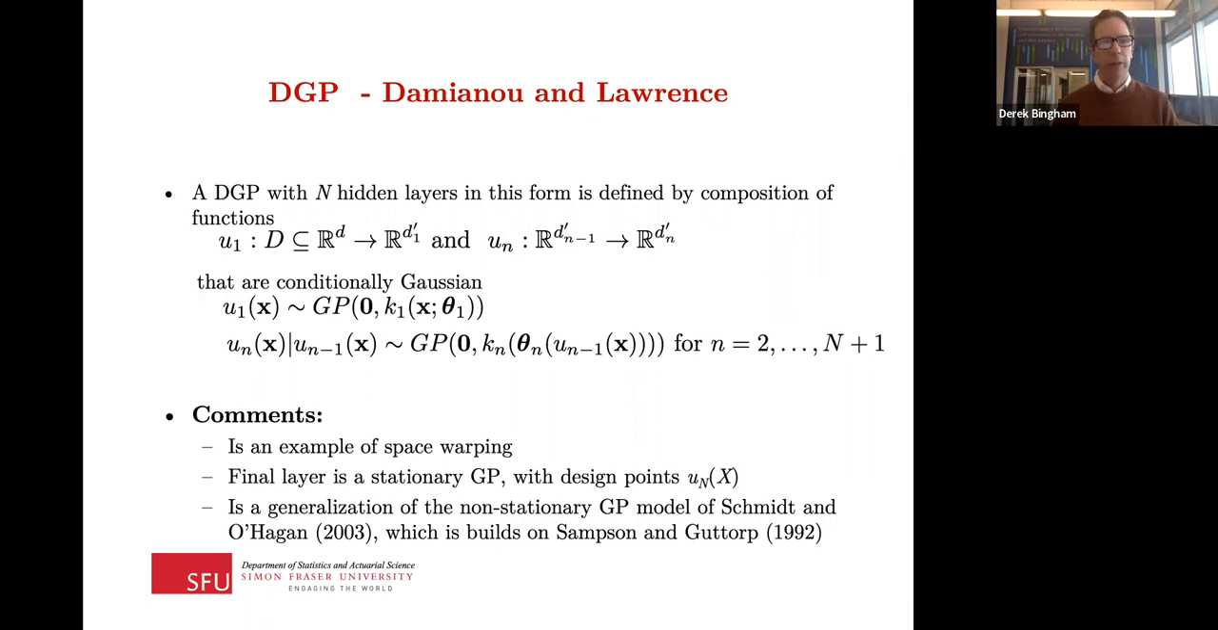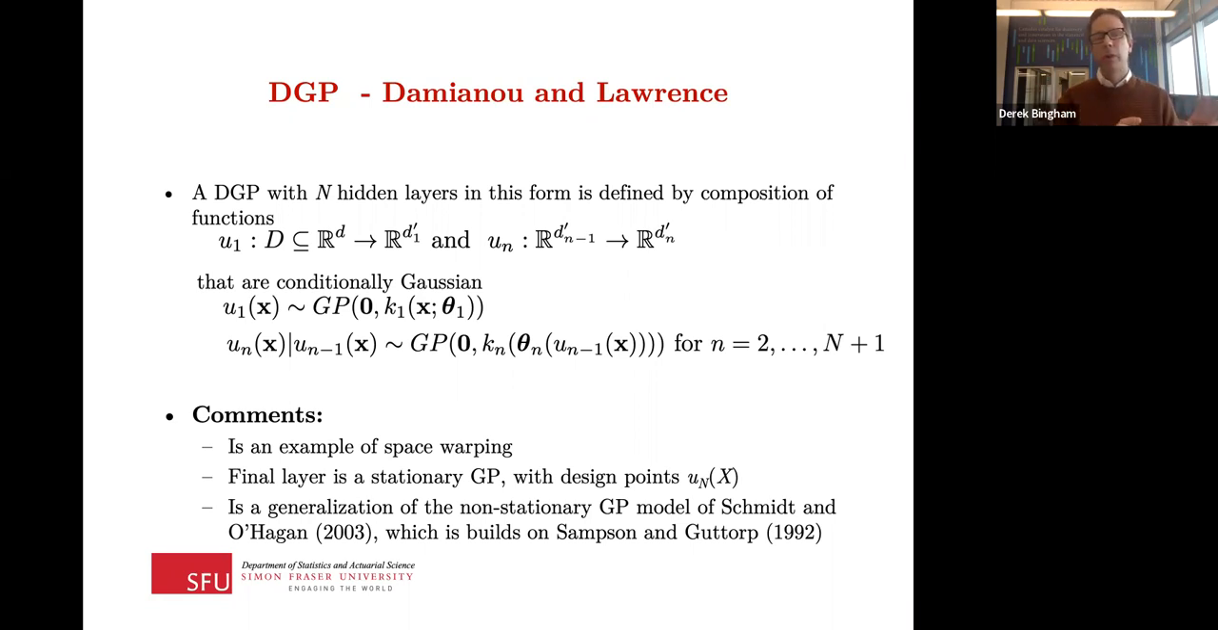Okay, so we've got these hidden layers. The first one is a Gaussian process with, say, a known covariance function. It takes in the inputs x with parameters theta 1. So let's suppose we go to the second hidden layer. U2 would be conditional on U1, and it's also a Gaussian process. But the inputs now are going to be U1 of x1, U1 of x2, all the way to U1 of xm.